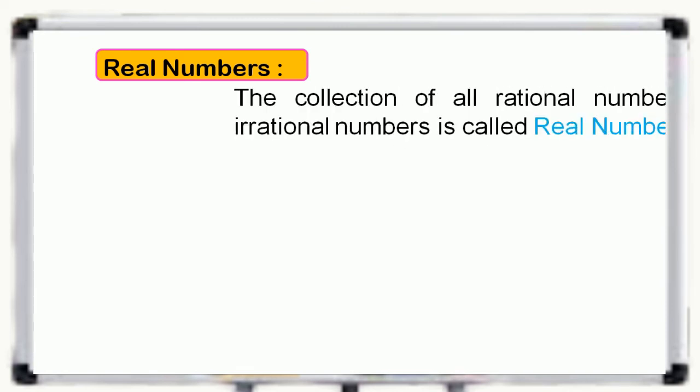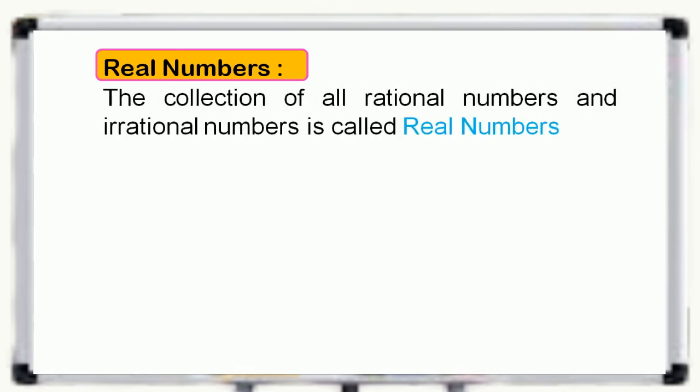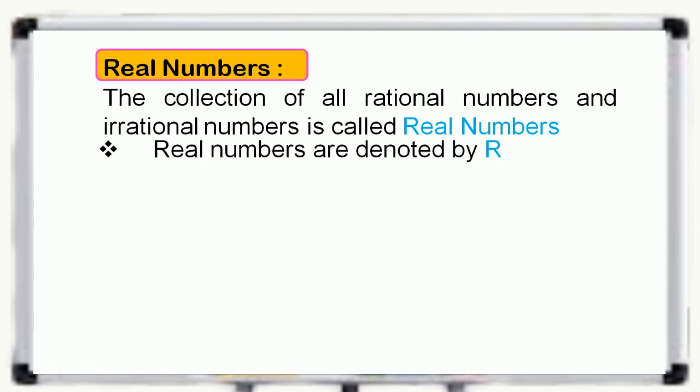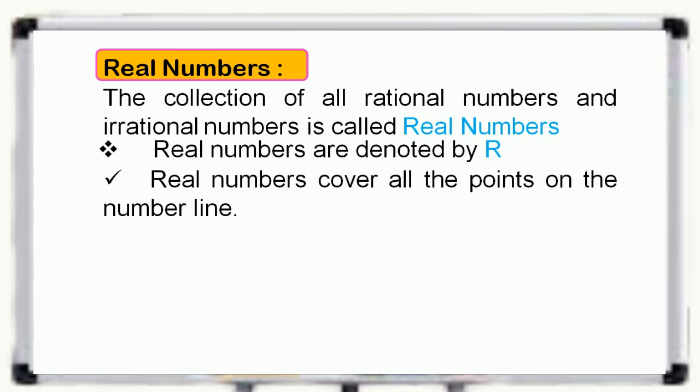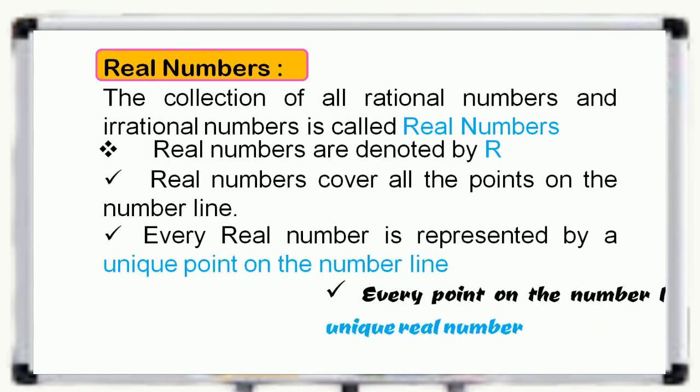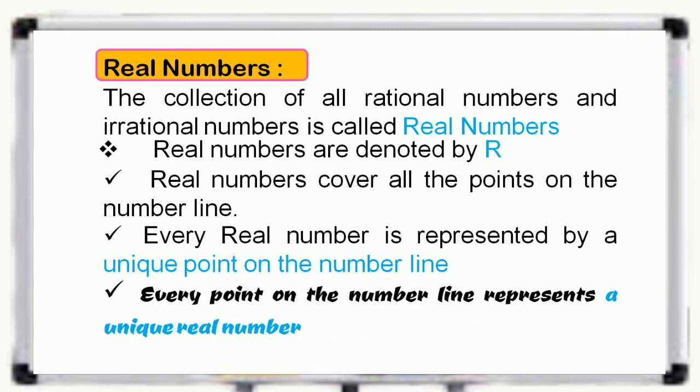So now another segment, that is real numbers. The collection of all rational numbers and irrational numbers is called real numbers. That means natural numbers, whole numbers, integers, rational and irrational numbers all together are called real numbers. Real numbers are denoted by R. Real numbers cover all the points on the number line. Every real number is represented by a unique point on the number line. Every point on the number line represents a unique real number. It is the converse of the previous statement.